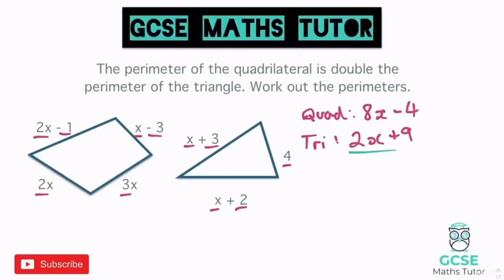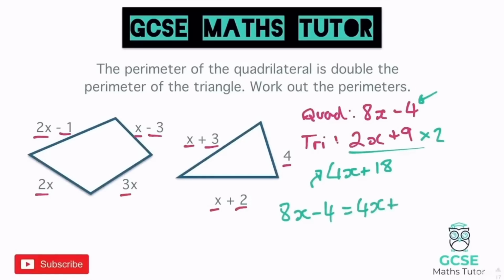Okay, so if we double this one, then those expressions for the perimeters would be equal. If we double that, we get 4x plus 18. Now, because those two perimeters are now equal, we can set them equal to each other using an equation. So the perimeter of the quadrilateral, 8x minus 4, is equal to double the perimeter of the triangle, so that's equal to 4x plus 18.